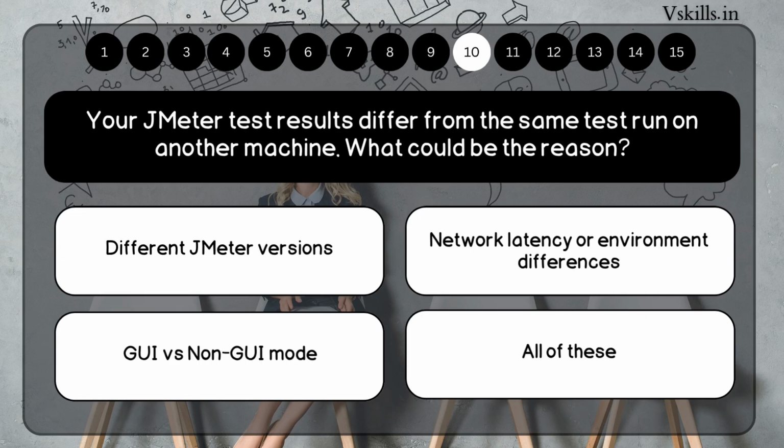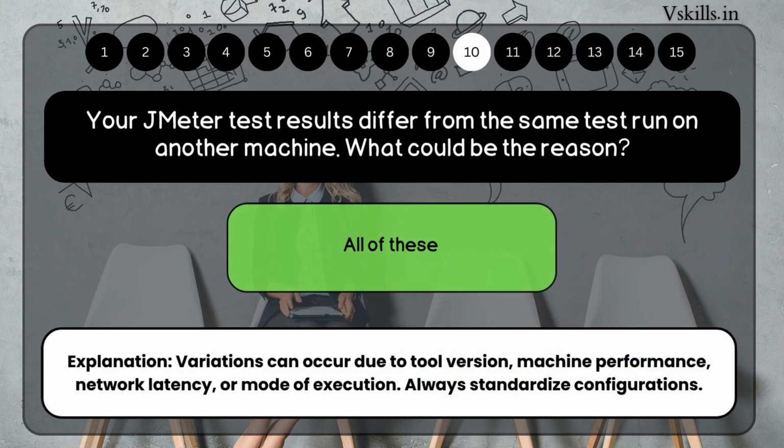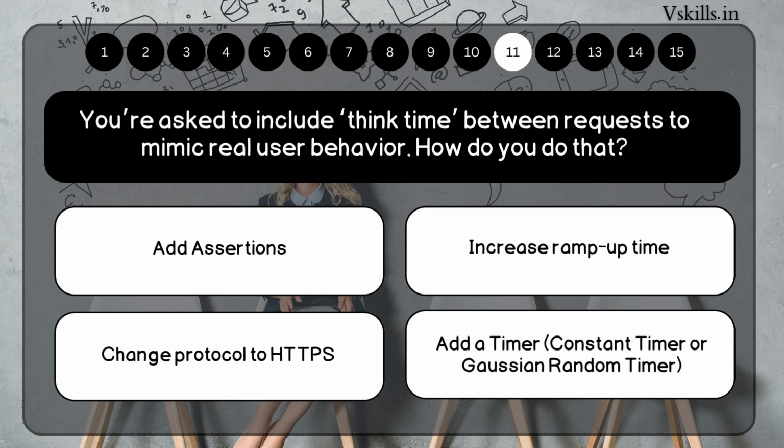Question 10. Your JMeter test results differ from the same test run on another machine. What could be the reason? The correct answer is all of these. As variations can occur due to tool version, machine performance, network latency, or mode of execution. Always standardize configurations.